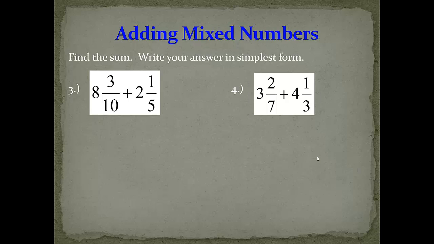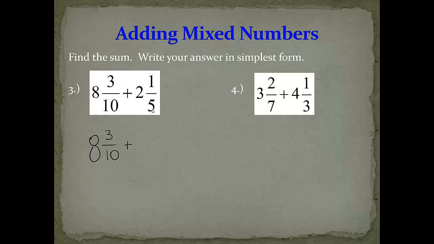Now we're going to look at 2 more problems. Again, we're going to find the sum, and we want to write our answer in simplest form. So for number 3, I have 8 3/10 plus 2 1/5. If I look at my denominators, I have 10 and 5. My least common denominator, or least common multiple of 10 and 5 would be 10. For my first mixed number, the fraction has a denominator of 10, so it will stay the same. So I have 8 3/10.